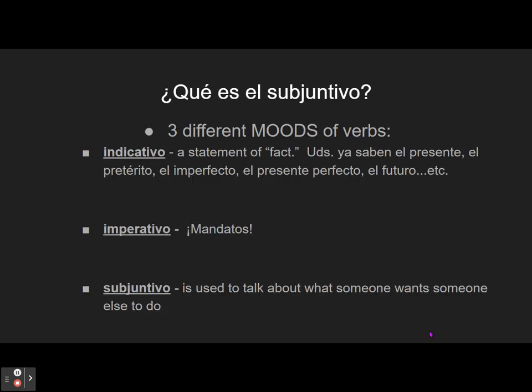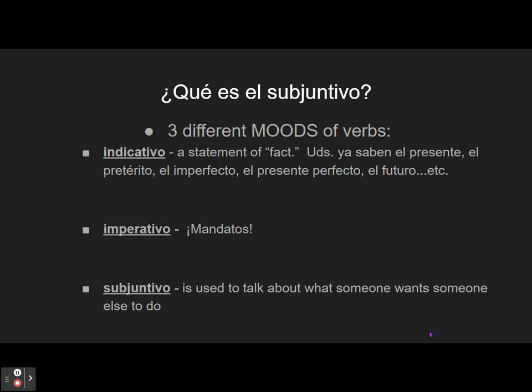So the basic thing you need to know is that up to now, you've been working with really one of the three different moods of verbs, and they're used for different purposes.